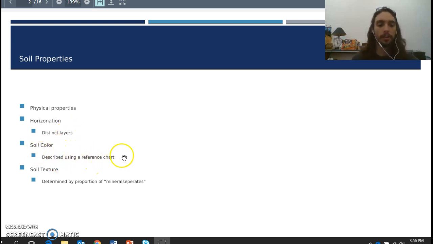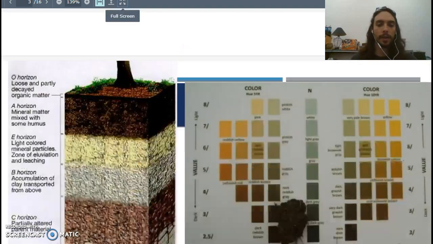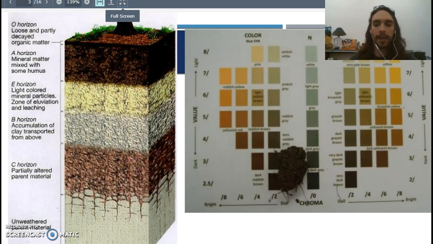We have a reference chart that we take samples of soil to and compare against different colors that we typically see in soil. And then we have soil texture, and that's determined by the proportion of mineral separates. Basically, that's how much open space there is in the soil, like the pore space that we talked about in rock formation.